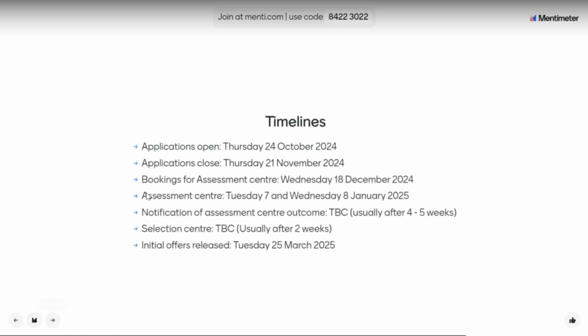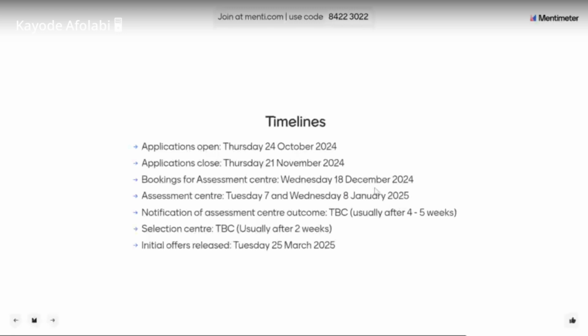The timelines for next year have already been published. Applications are going to open on the 24th of October and close 21st of November, which is typical. They're usually open for about a month around that time. Then booking for the assessment center, that's after they've checked eligibility, they will confirm that you're eligible or not. And then the booking for the assessment center will open 18th of December. Assessment center is usually done over 2 days. For next year, it will be 7th and 8th of January.